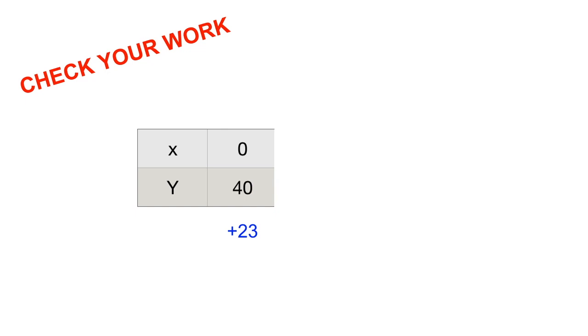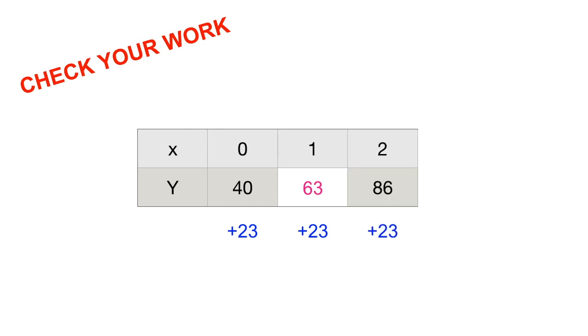And then, of course, if you want to check your work, you can see that the x value increases by a factor of 1 each time, right? So from 0 to 1, we add 23, which is what we saw before. Then if you add another 23, you get 86, and so forth.